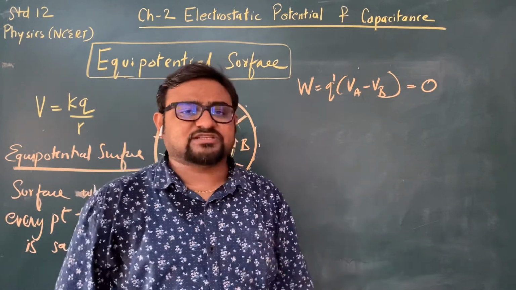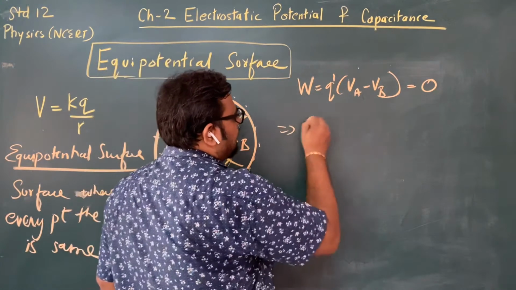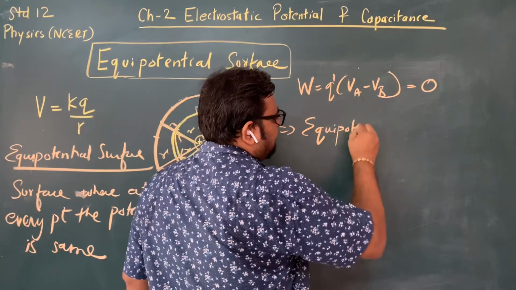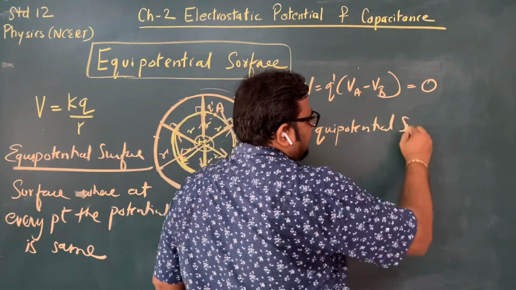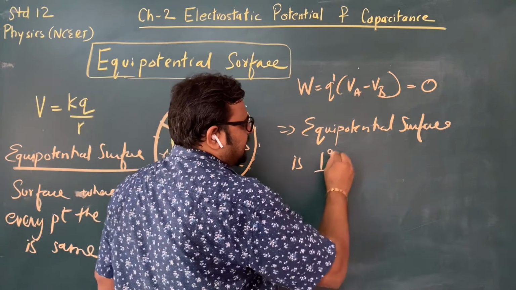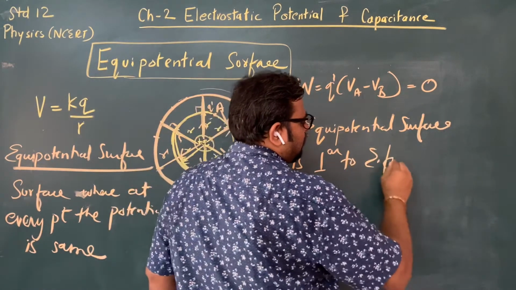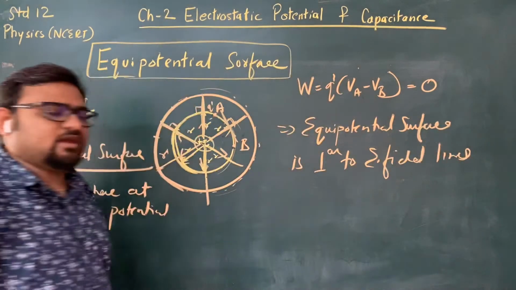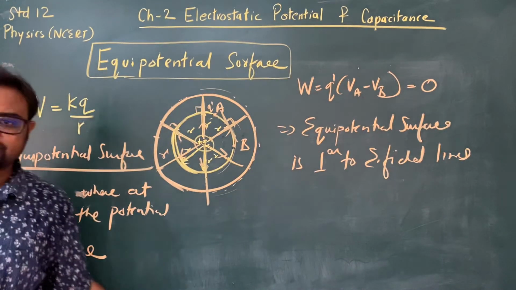Okay? And the equipotential surface, remember, is perpendicular to electric field lines. Okay? So note down these points.